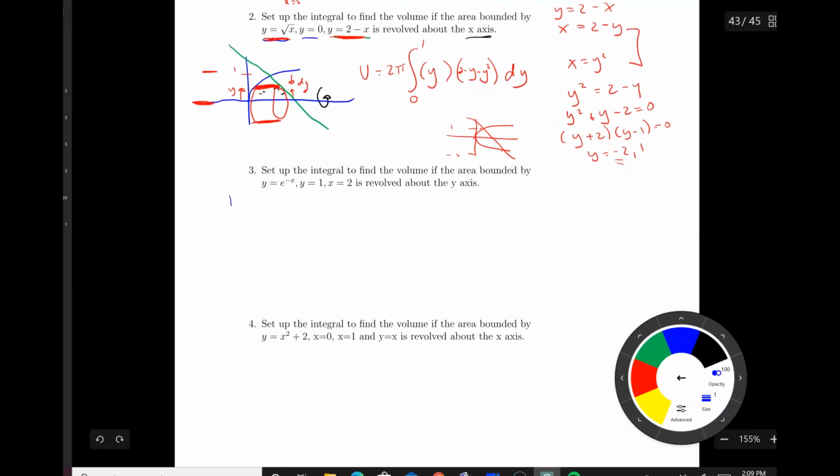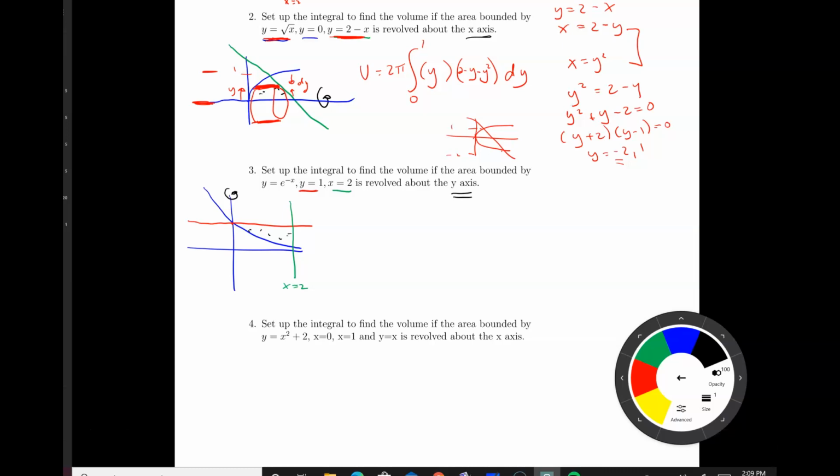All right, y equals e to the negative x. Again, you know, looks like this. y equals 1, you know, this crosses at 1, so there's the intersection point. And x equals 2. x equals 2 looks like this. Okay, so the area bounded is this, and I'm revolving it about the y-axis.